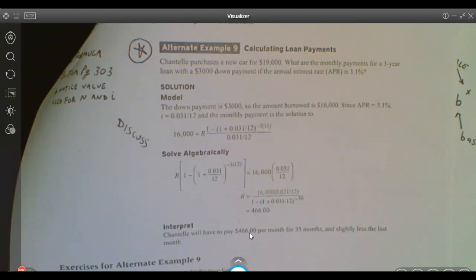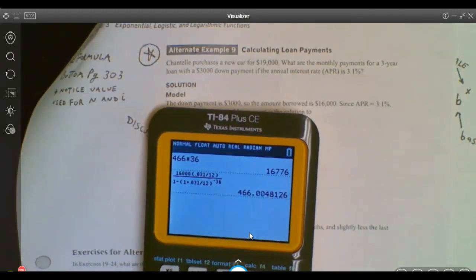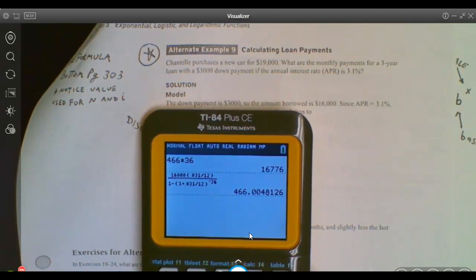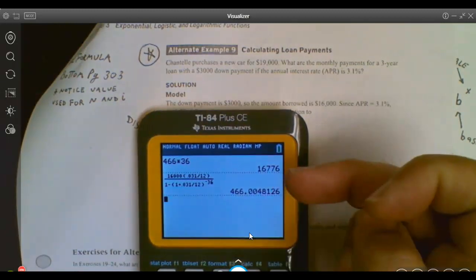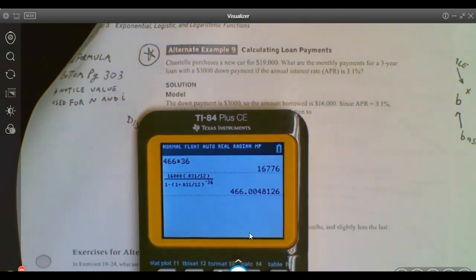So if you did figure that out, I was going to show you really quick. All right, so if I paid $466 for 36 payments, even if it's slightly less in the final month, it's still going to be close to this total. So what are we really seeing here? On a $16,000 loan, she's really paying $16,776.